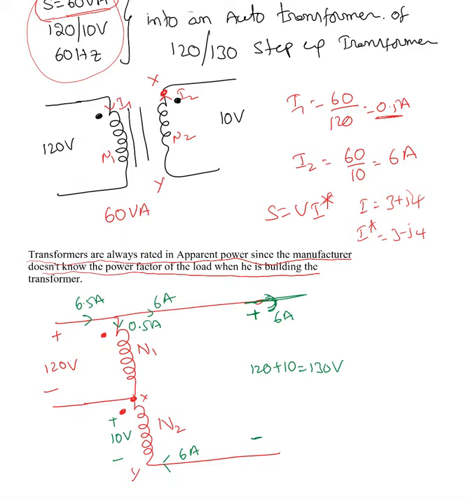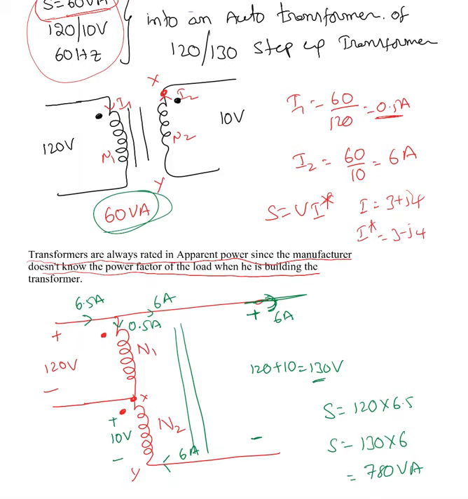So now if you consider this ideal transformer, 6.5 ampere is entering with 120 volts. So the rating of the transformer is 120 times 6.5, or you can say 130 times 6. Both of them are same, so that value is 780. So a 60 volt ampere ordinary transformer is modified into a 780 volt ampere auto transformer.